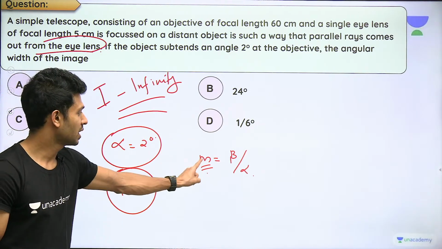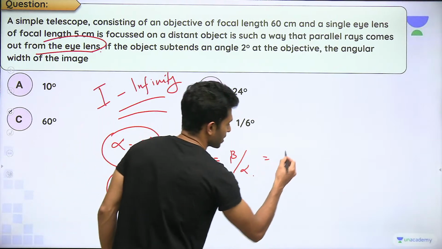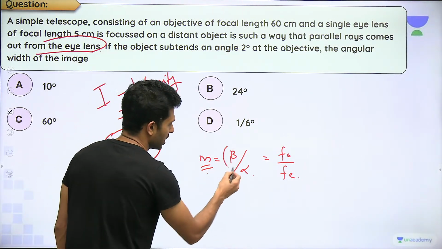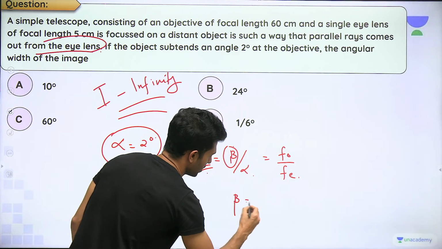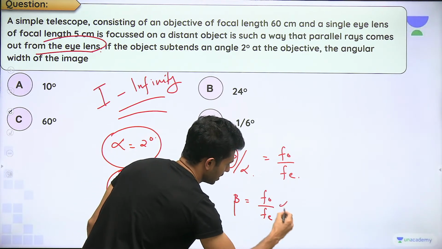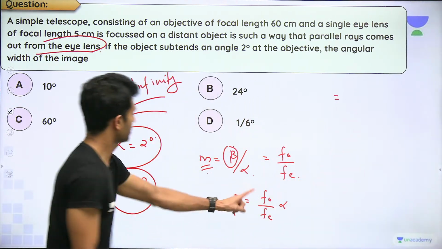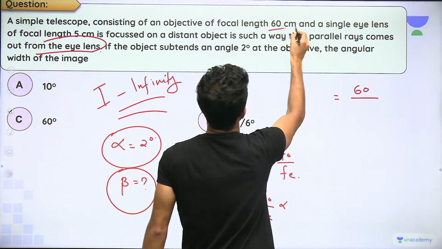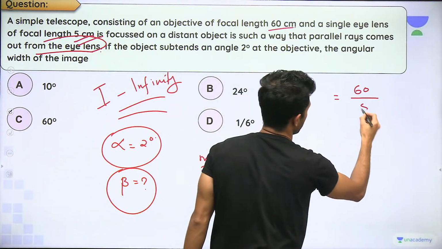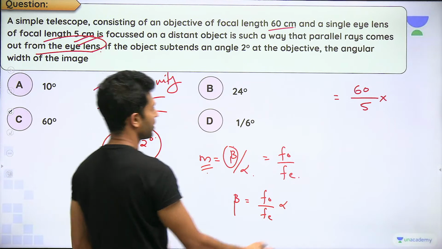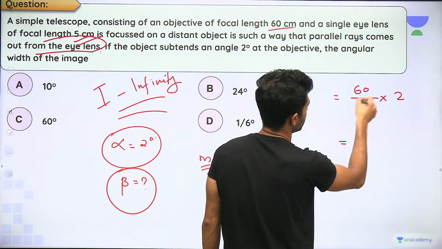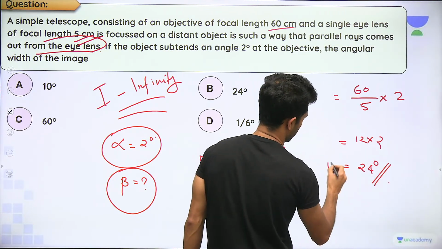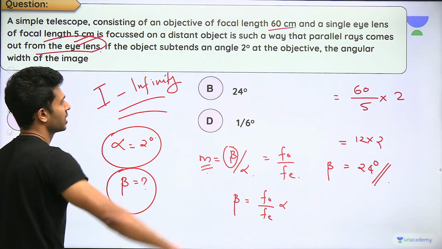No problem, because you know one more equation to find the magnification formula, f naught by fe. Now the only unknown is beta, we can find it. So beta equals f naught by fe into alpha. What is f naught? Focal length of objective 60, focal length of eyepiece 5, into alpha 2. So 5, 10, 12. We got the value of beta as 24. Oh, this is also option B.